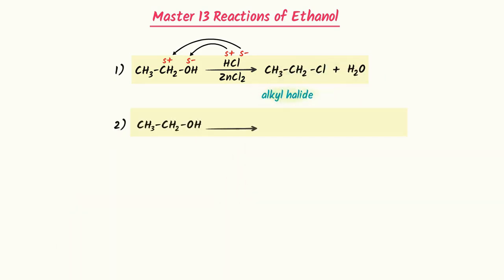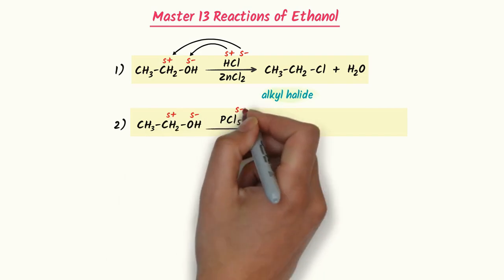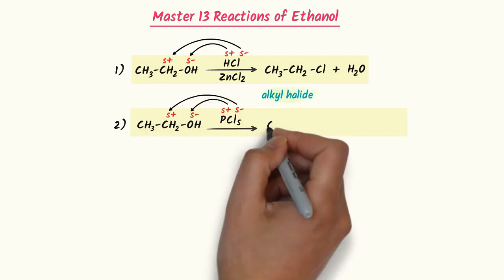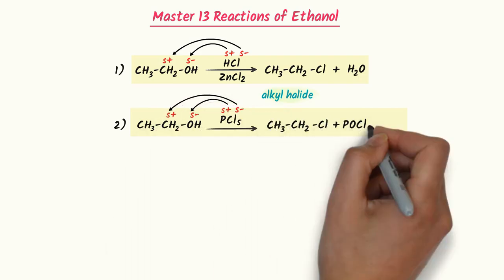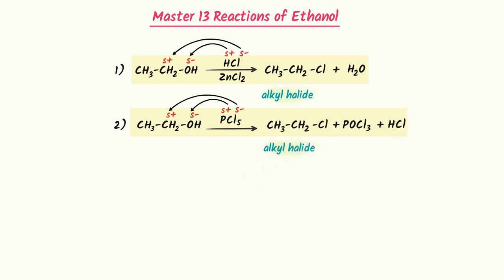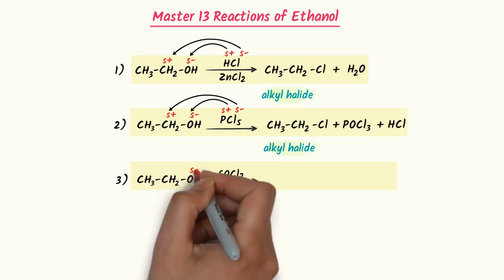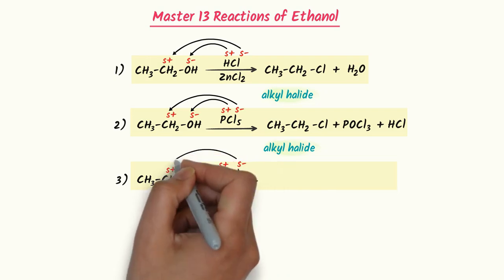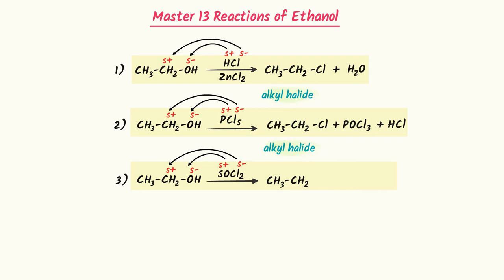Next, I bring in PCl5. It does the same thing but more aggressively. The chlorine attacks the positive carbon and we get C2H5Cl again. For our third reaction, I use thionyl chloride, SOCl2. This is the cleanest way. The chlorine attacks the carbon while the other atoms turn into sulfur dioxide and HCl gas, which fly away.